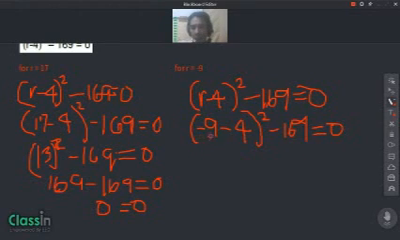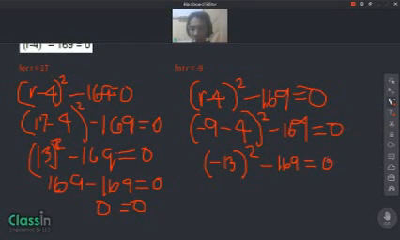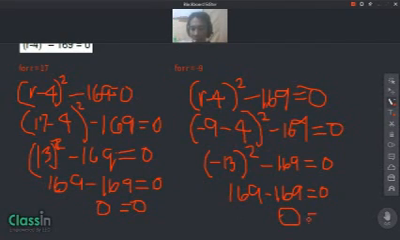So negative 9 minus 4 is negative 13, squared, minus 169 equals 0. Now we square negative 13. So negative 13 times negative 13, the answer is positive 169, because when we multiply like signs, the product is positive. Okay, so 169 minus 169 is 0. Then the value of r equals negative 9 satisfies our equation. So that makes our equation also true.